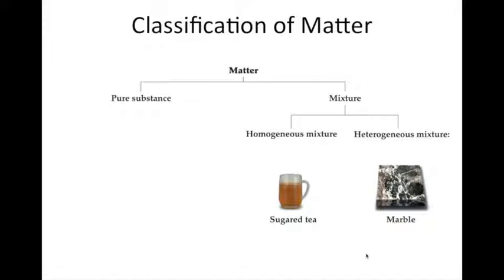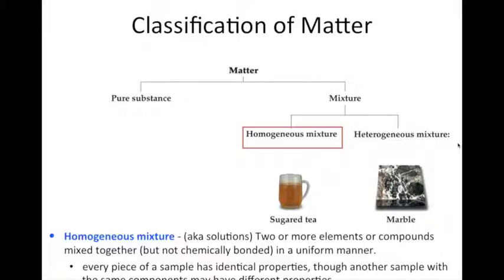A mixture can be subdivided into a homogeneous mixture and a heterogeneous mixture. Let's look at a homogeneous mixture first. A homogeneous mixture is also called a solution. So we typically call that a solution. And it's when you have 2 or more elements or compounds, 2 or more pure substances, that are mixed together physically but not chemically, as we mentioned, in a uniform matter. So every piece of the sample has identical properties throughout.